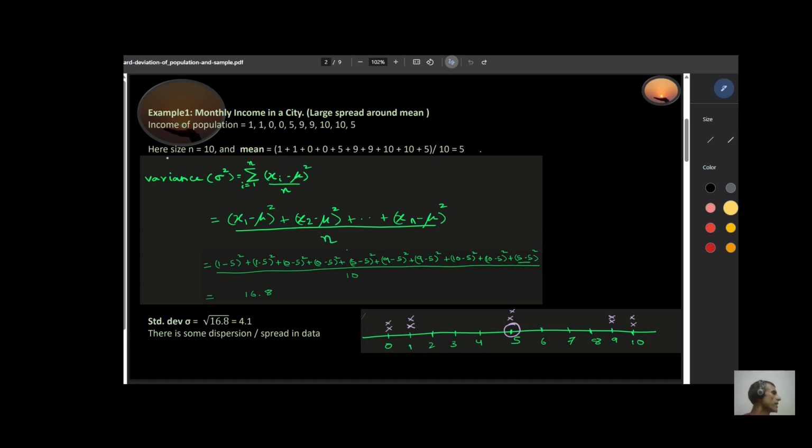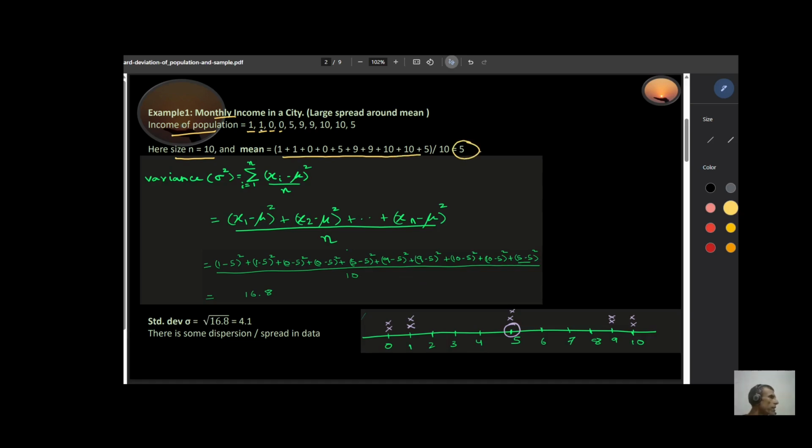So let's try to understand variance and standard deviation through an example. Let's say you have some data, and this data could be the income of a population. This could be monthly income. So let's say somebody's making this amount of money, somebody's making this, someone's this, and so on and so forth. Here the size of your data is 10, and my mean value would be adding all the values and dividing by the total count. So that's what I'm doing over here. I'm taking all the values and dividing by 10, and my mean comes out to be 5.